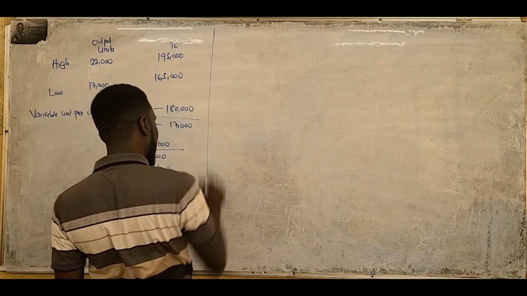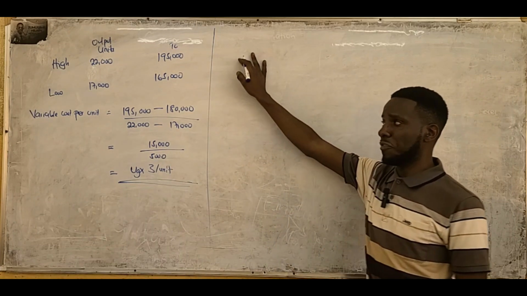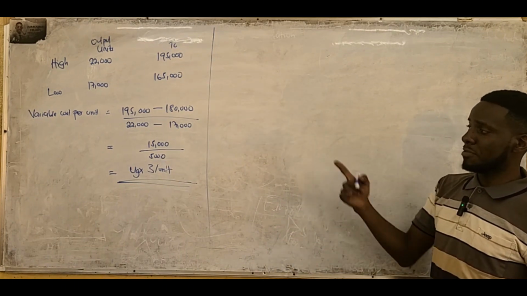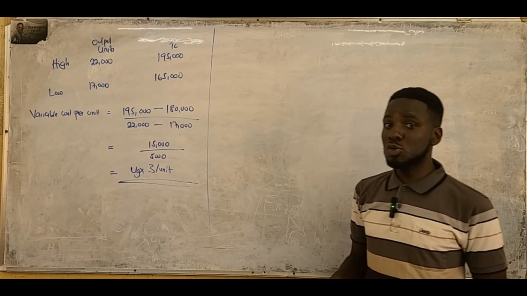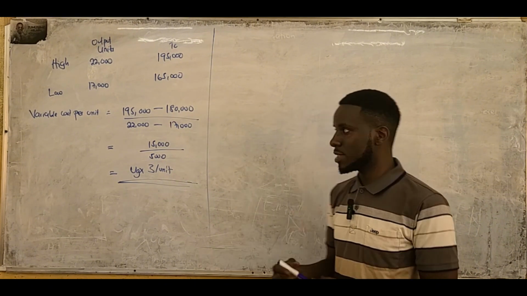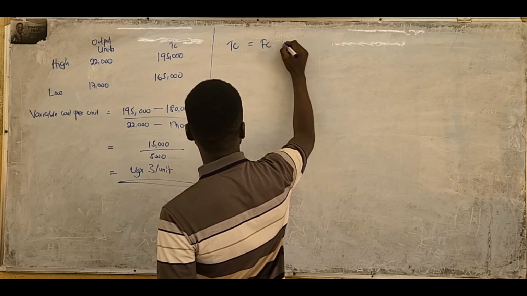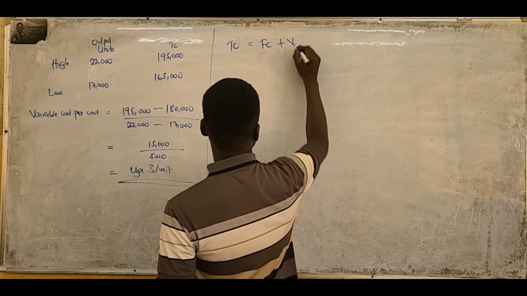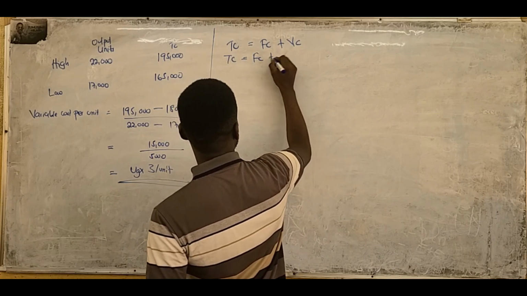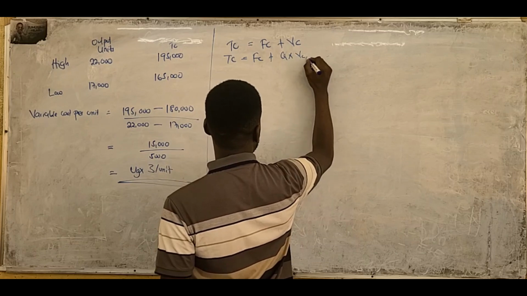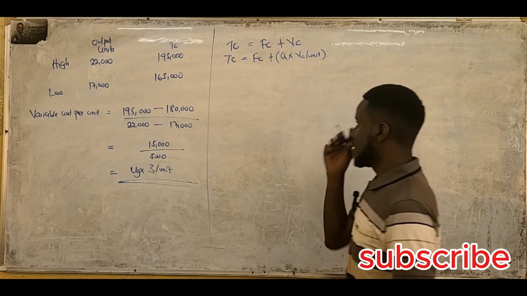So from that, we are supposed to establish what they call the fixed cost. But now, remember, like I told you, the ranges are different. So that means we are going to come up with two equations. So we're going to say total cost equals fixed cost plus variable cost. But you know very well that our total cost equals fixed cost plus quantity times variable cost per unit. Okay, so this is it.